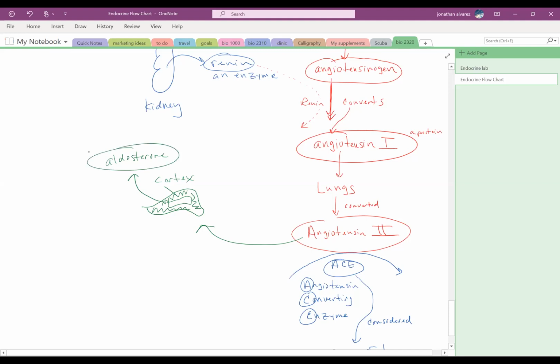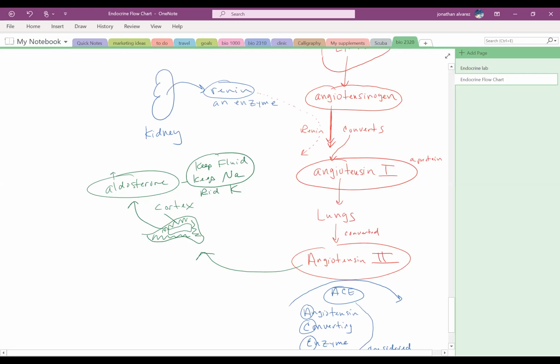Okay, and aldosterone, remember, in the presence of aldosterone, you keep sodium and get rid of potassium. So by keeping sodium, you're going to keep fluid. So these go together with this aldosterone package. So by keeping sodium and keeping fluid, you're going to also increase blood pressure and increase blood volume.